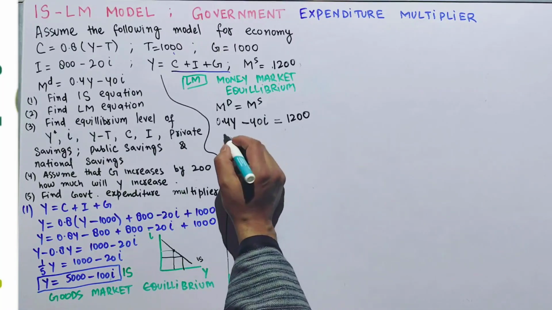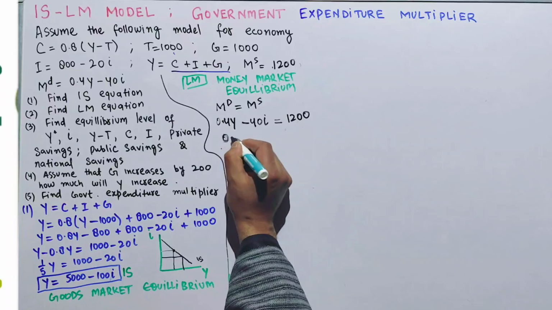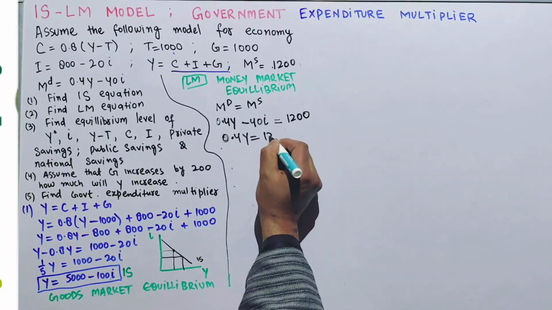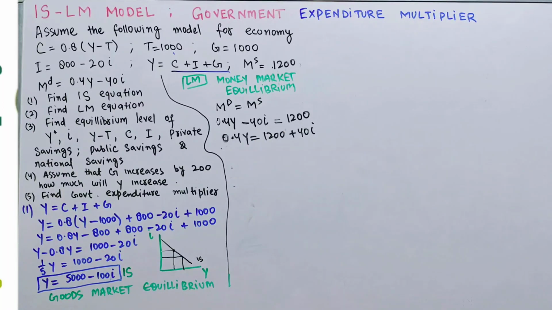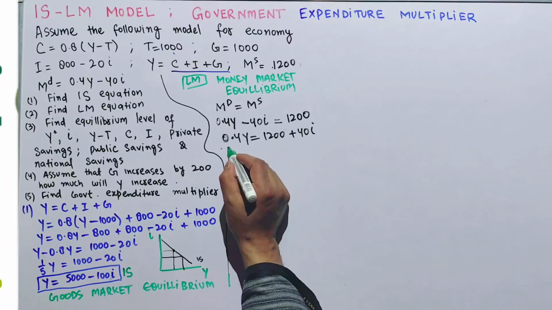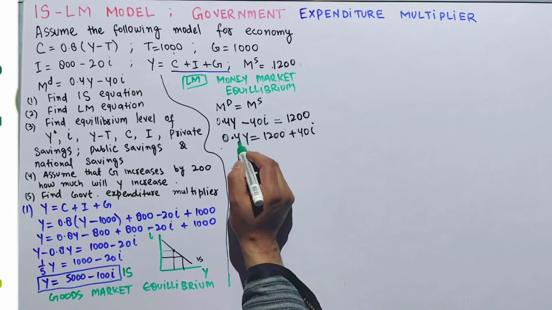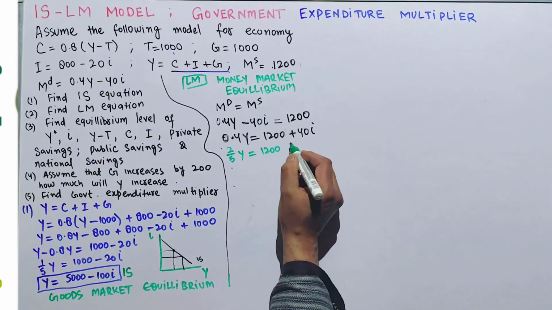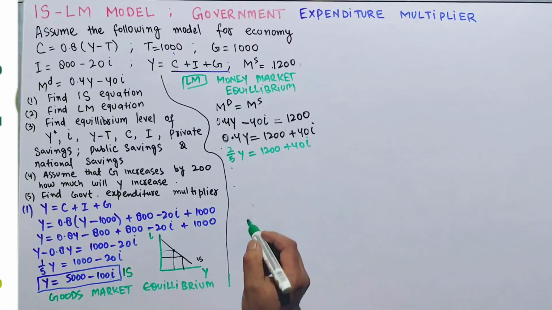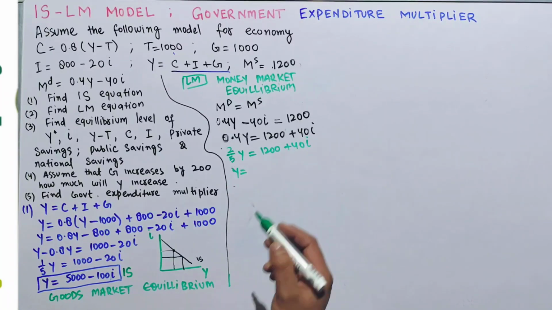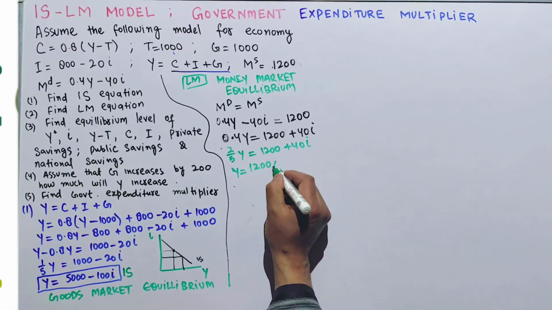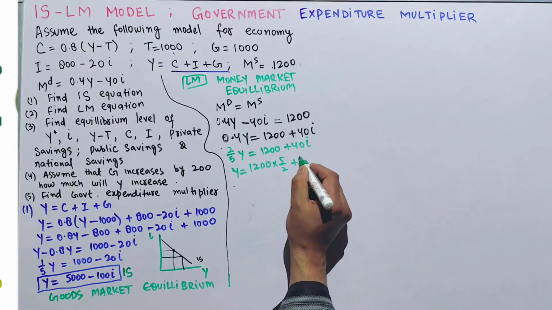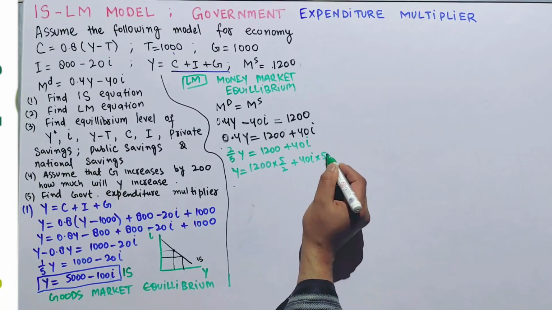So solving this, we have 0.4y is equal to 1200 plus, transposing this, it will become positive 40i here. So 4 upon 10 is 2 upon 5. So 2 upon 5 y is equal to 1200 plus 40i, which implies y will be equal to, transposing this, it will get multiplied to each of these terms in reciprocal manner. So we have 1200 into 5 upon 2 plus 40i into 5 upon 2.